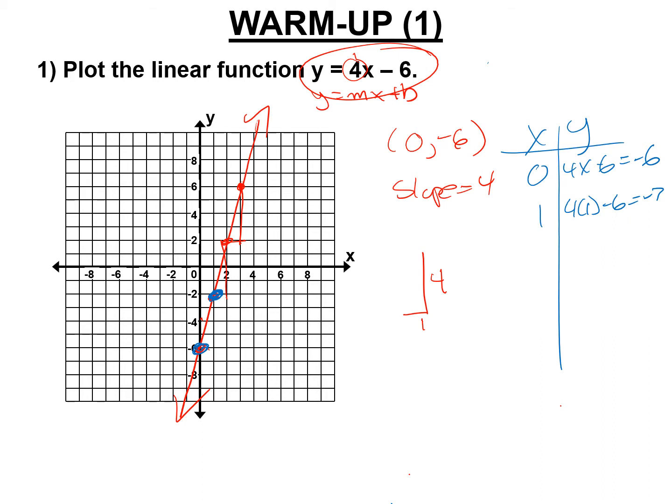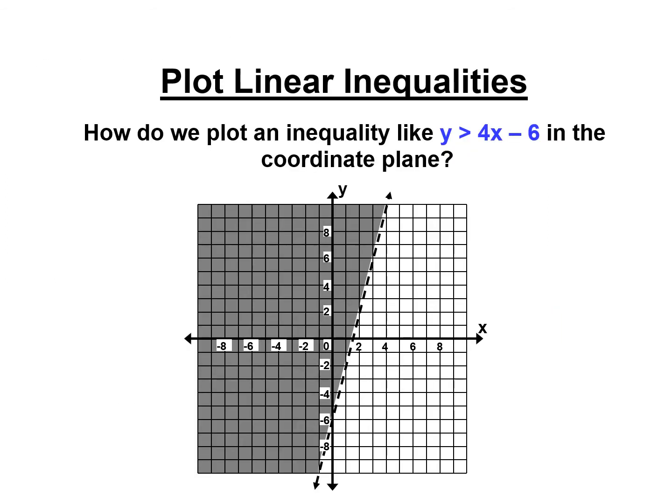And I could put a half in there. And a half, 4 times a half is 2, minus 6. All right, 2 minus 6 is negative 4. And so 1/2, negative 4, which is right there, is on that line. And there are an infinite amount of points along that line, and all the combinations of x and y on that line. That's a linear function. Now what we're going to do is linear inequalities.